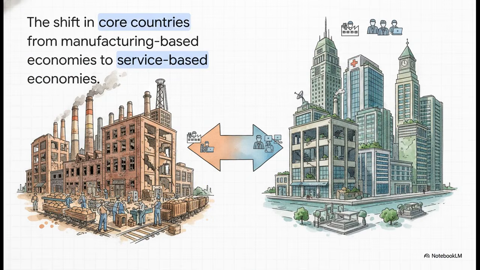For a long time, the core countries were the world's factories. But as the global economy changed, a lot of those manufacturing jobs moved out. They were outsourced to periphery countries where labor was a lot cheaper. This whole process is called deindustrialization, and it completely changed the economies in the core. It led to massive job losses in old industrial areas, like the American Rust Belt, while at the same time opening up a whole new economy based on services and information.